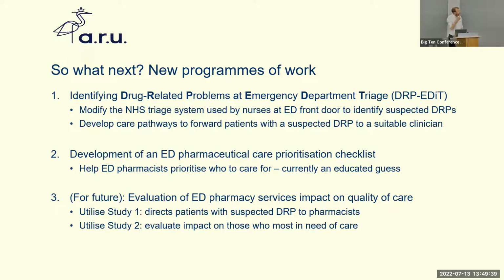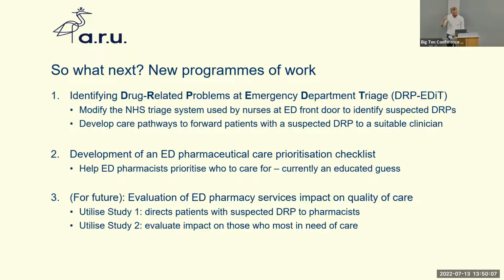So that was the review Tanisha did, and this is what it's led on to, thinking bigger picture. We started a study called DRP Edit. We're modifying the NHS triage system used across the UK to help nurses at the front door identify suspected DRPs as soon as they arrive. And then, off the back of that, develop care pathways to forward patients with suspected DRPs to a suitable clinician, whether it's a pharmacist, A&E consultant, nurse, etc.